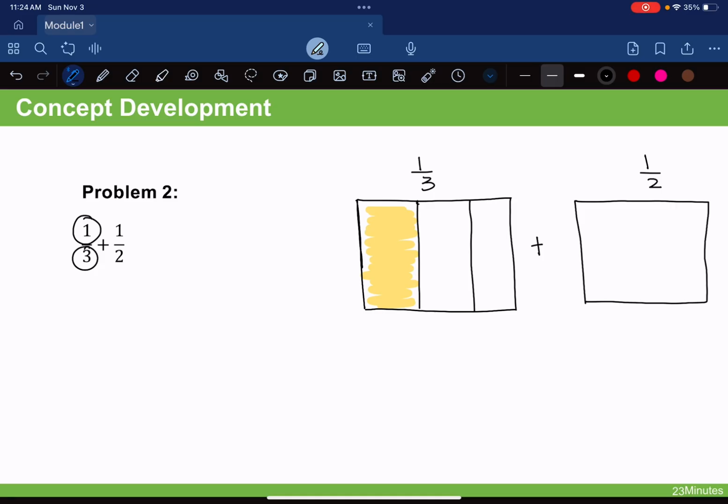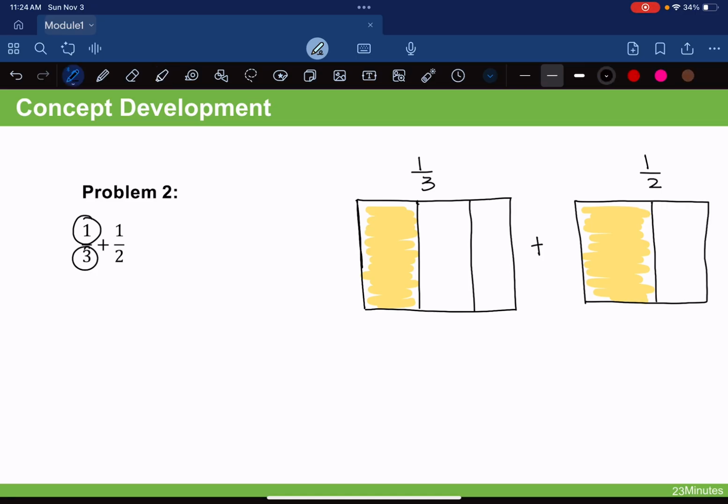I need a total of 2 parts because my denominator is 2. So I have 2 parts. And I need a total of 1 shaded in because my numerator is 1. If you need to, pause the video so that you can finish making your models.